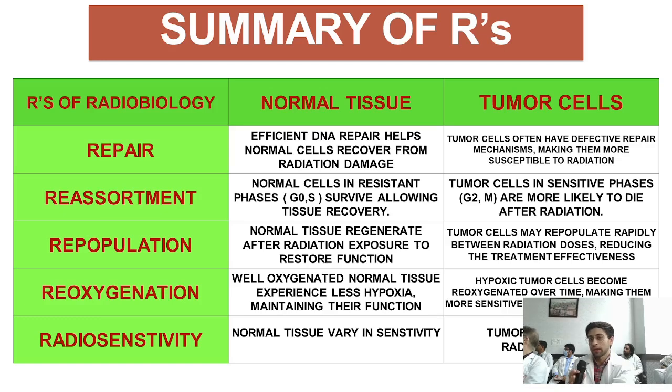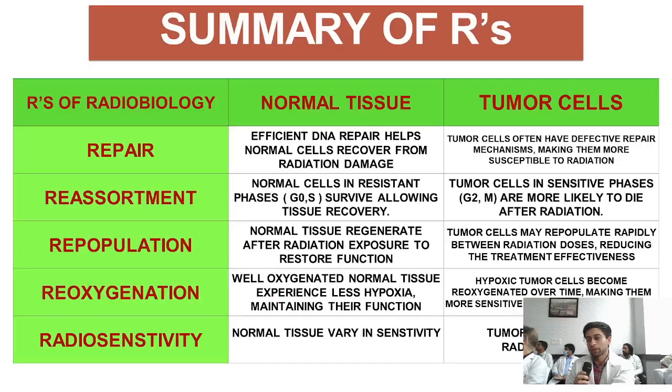If we talk about redistribution, the normal cells in a resistant phase will survive, because if some cells survive and they go into the resting phase of the cell cycle, they will get enough time to repair before the next dose. The tumor cells, obviously in the sensitive phase, are going to likely die after the radiation. For repopulation, normal tissue will regenerate after radiation exposure to restore the function. But here's the big problem for us, because tumor cells will try to repopulate between the radiation doses, and it can actually reduce the treatment effectiveness.